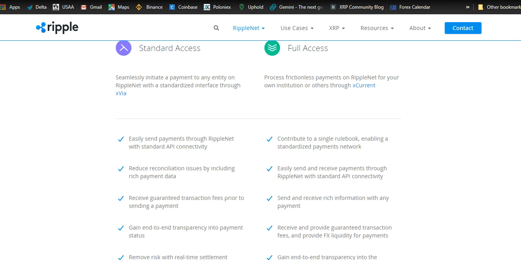Now, xVia only allows you to initiate payments, whereas xCurrent is a send and receive messaging system, more like what SWIFT is. The biggest difference between xCurrent and SWIFT is the fact that you can actually track your payments. So that's the big advantage of xCurrent over SWIFT. But the cool thing about that is it's something that banks are familiar with. They're familiar with the whole messaging system. Hey, I'm sending this. Let me know when you receive it.